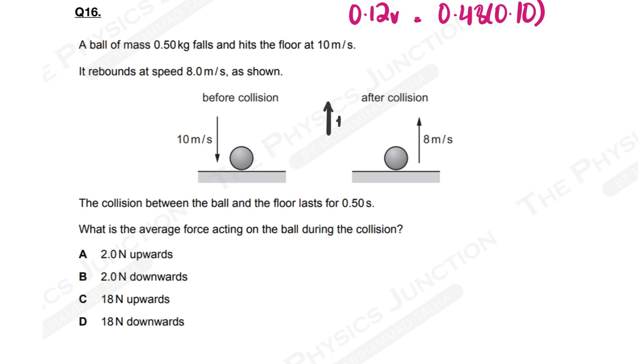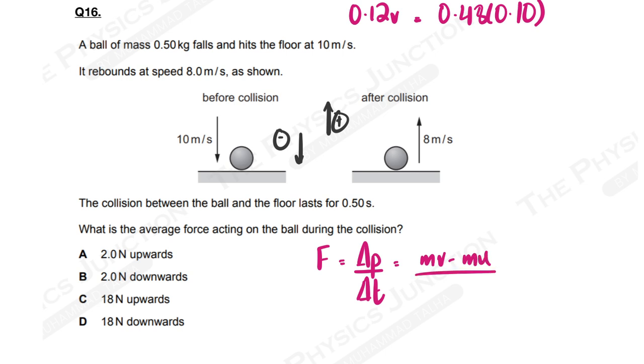So you must now use the sign convention. By default, you'll always see me using this: upwards positive, downwards negative, in keeping with the y-axis. Similarly, right is positive, left is negative, in keeping with the x-axis. Now I use this. Force is the rate of change of momentum, and momentum, the change in it, is mv minus mu over delta t.